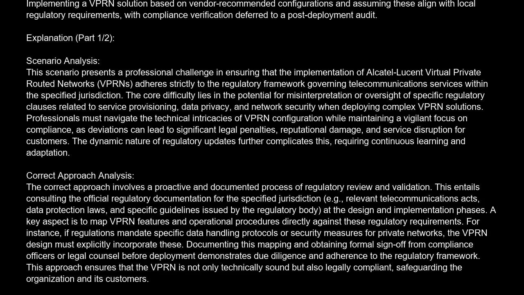For instance, if regulations mandate specific data handling protocols or security measures for private networks, the VPRN design must explicitly incorporate these. Documenting this mapping and obtaining formal sign-off from compliance officers or legal counsel before deployment demonstrates due diligence and adherence to the regulatory framework. This approach ensures that the VPRN is not only technically sound, but also legally compliant, safeguarding the organization and its customers.